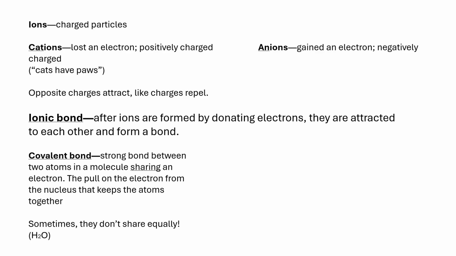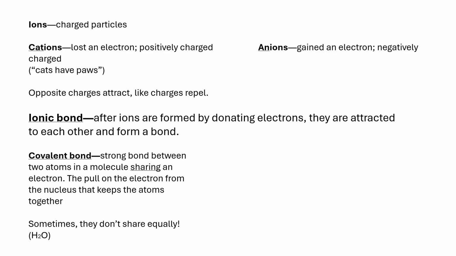Because the oxygen atom gets more time with the electron than the hydrogen, it has a slight negative charge. And this means that the hydrogen ends up with a slight positive charge. We call this polarity, like the poles of a magnet. And this means that water is made up of polar molecules.